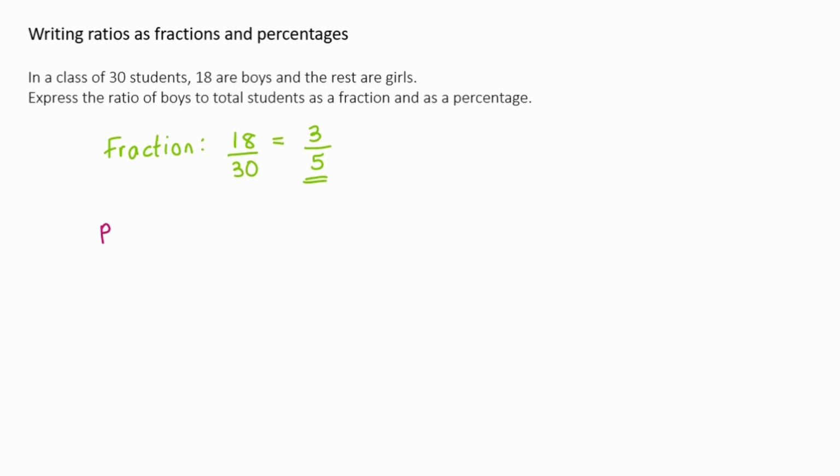To write this as a percentage, we are going to write my 3/5, and we need to make the denominator equivalent to 100. So to make 5 into 100, we times by 20. So we are going to multiply the numerator by 20 as well. 3 times 20 is 60. Therefore, 60% of the students are boys. And there we have the ratio of boys, both as a fraction and as a percentage.